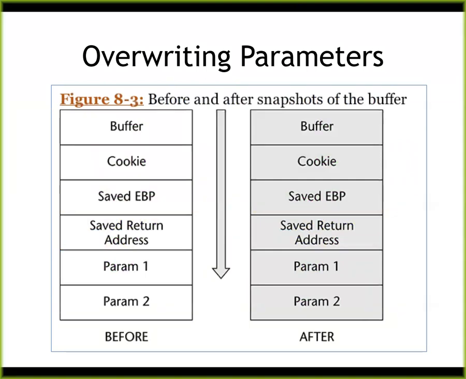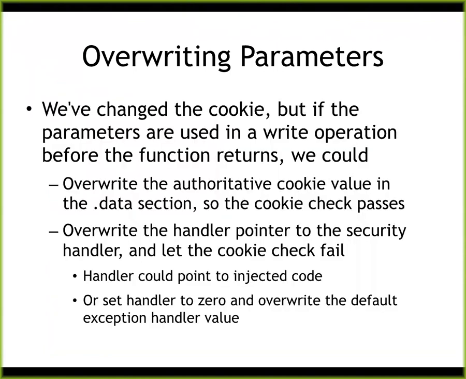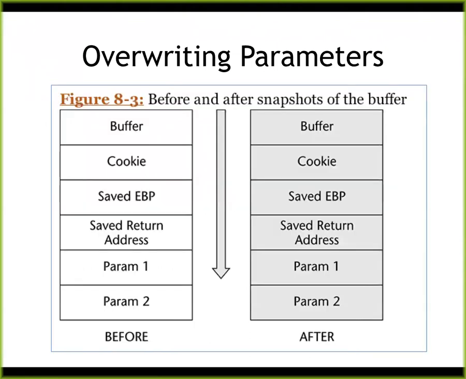So when you overwrite parameters, if you start overwriting the buffer down here, you're trying to get down to these other parameters down here and hit the saved return address. So that's the issue. If you change the cookie, by the way, in this case, even if you change parameters, which are on the other side of the stack pointer, you might find something that is used before the cookie is checked. So you might be able to get somewhere by overflowing one variable into another.